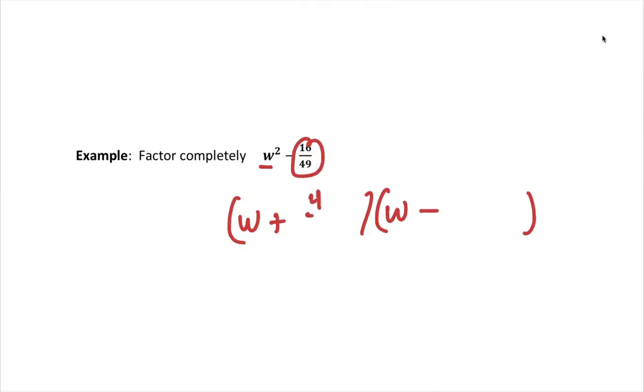Okay, this one. Is it a perfect square? Yes and yes. How do I know that 16 over 49 is a perfect square? Because both of these numbers are perfect squares. So let's see what that would look like. The square root of w is w, one's plus, one's minus. What is the square root of 16 over 49? Well, square root of 16 is 4, square root of 49 is 7. So one of these is plus 4/7, one of them is minus 4/7.